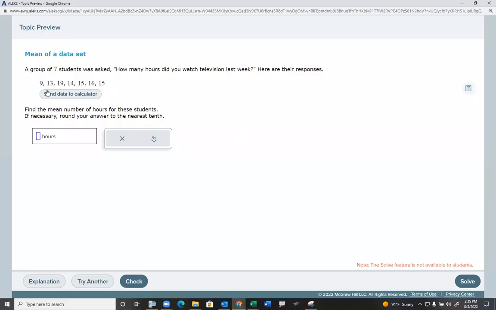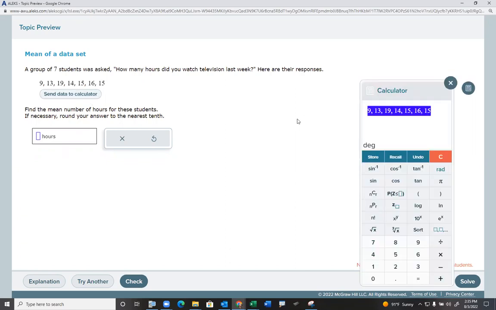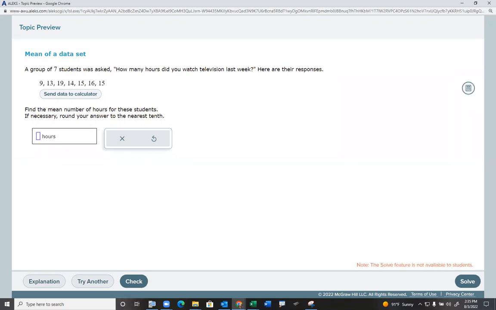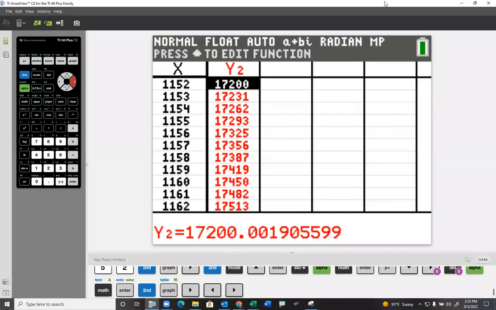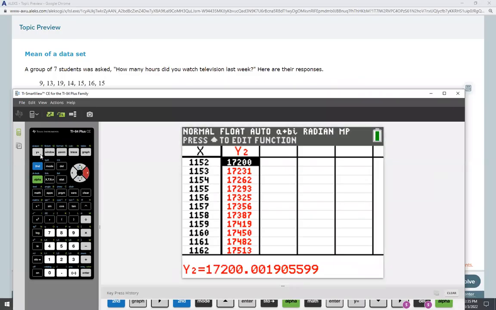Okay, so now, a group of 7 students was asked, how many hours did you watch TV last week? Here are their responses. Oh, send data to the calculator. Okay, I'm not really familiar with that. Whatever, I'm going to use my own calculator because it's way cooler. The TI-84 that you're hopefully using.